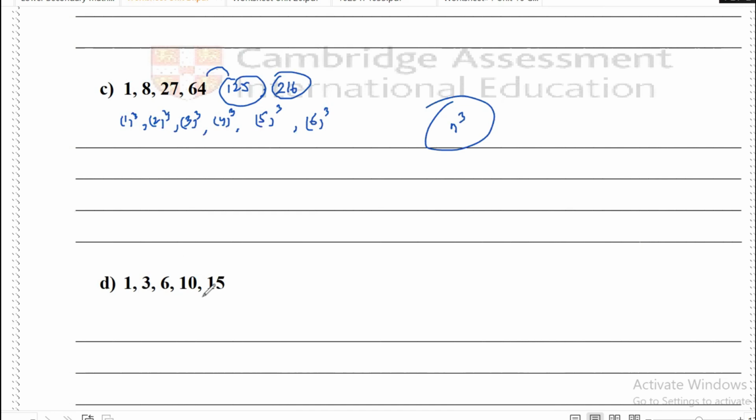Here we have 1, 3, 6, 10, and 15. These are basically triangular numbers. So 1 plus 2, then they add 3, then they add 4, then they add 5, of course, then 6. So 15 plus 6 is 21, then they will add 7. So 21 plus 7 gives me 28. So these are basically triangular numbers. And the next two terms of this sequence are 21 and 28.